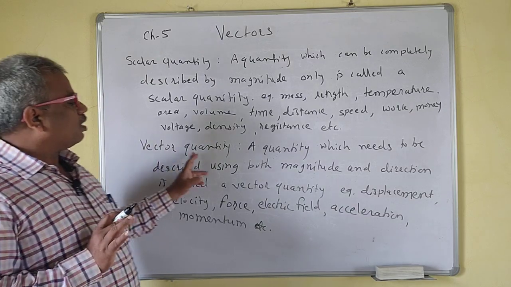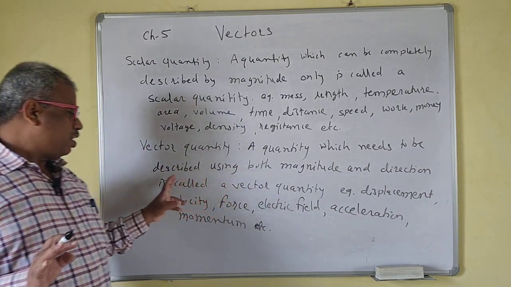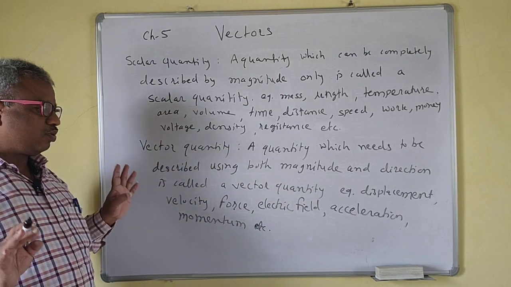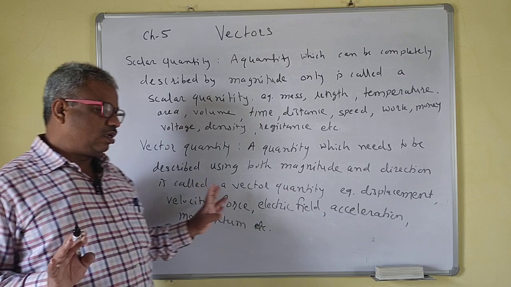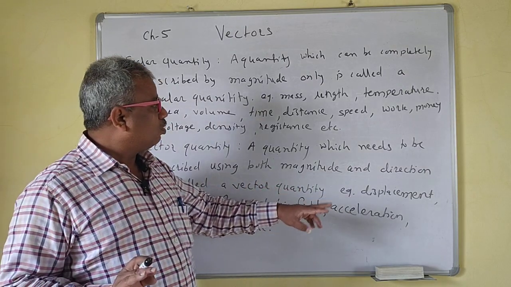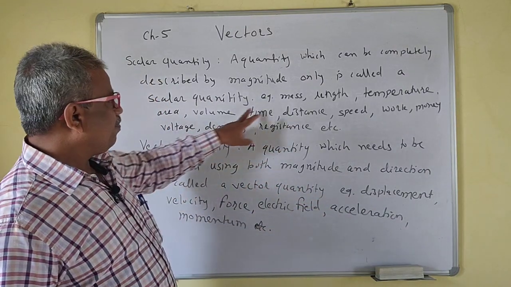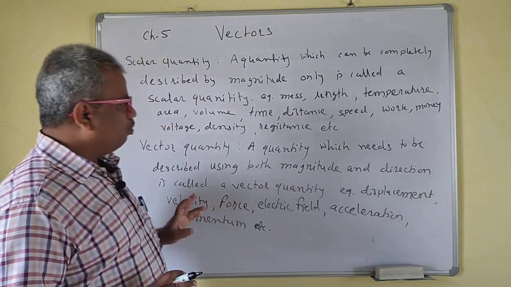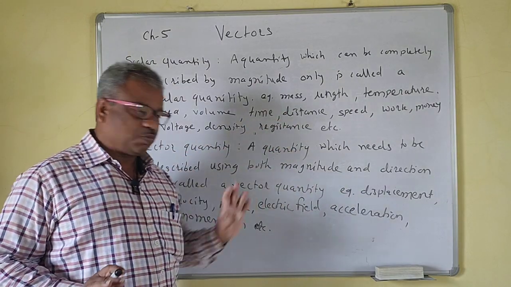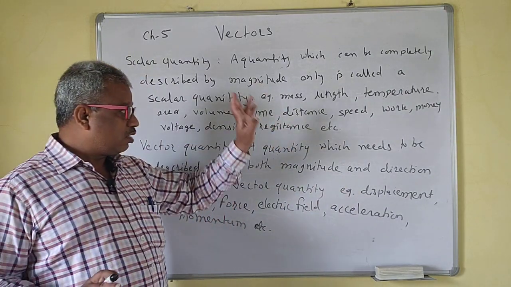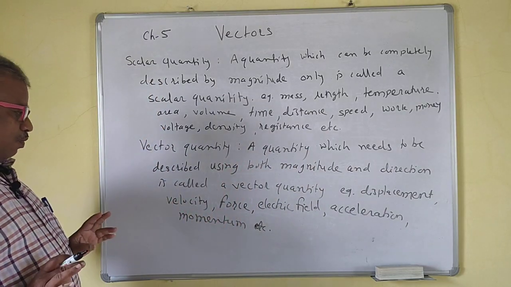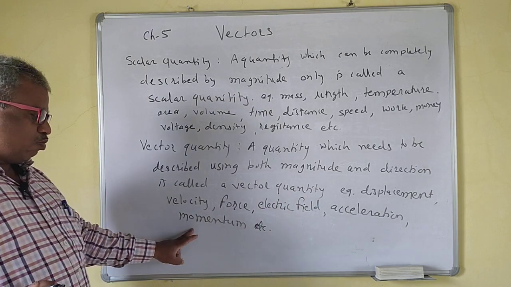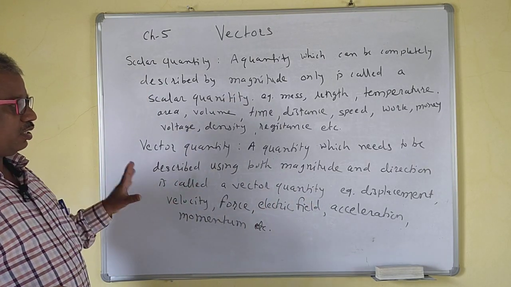Now what do we mean by a vector quantity? A quantity which needs to be described using both magnitude and direction. That means a quantity which has both magnitude and direction is called a vector. For example, displacement. Distance and displacement are different. Distance is a scalar quantity, but displacement is a vector quantity. Velocity, force, electric field, acceleration, momentum, all these are vector quantities.